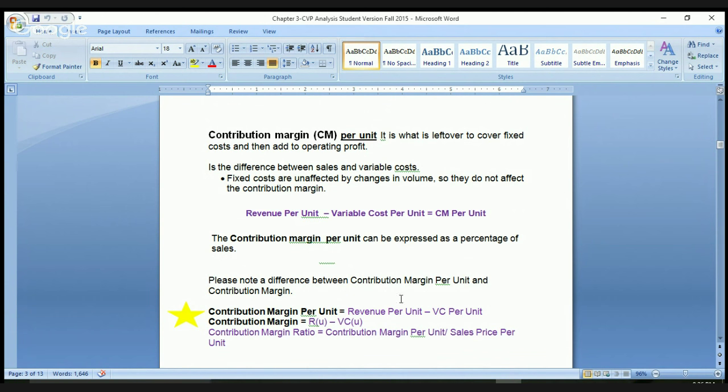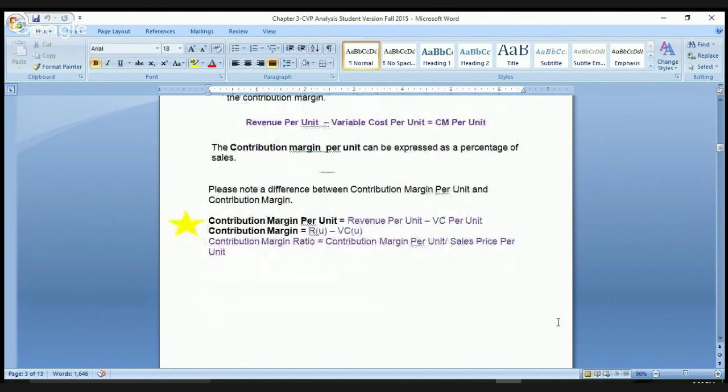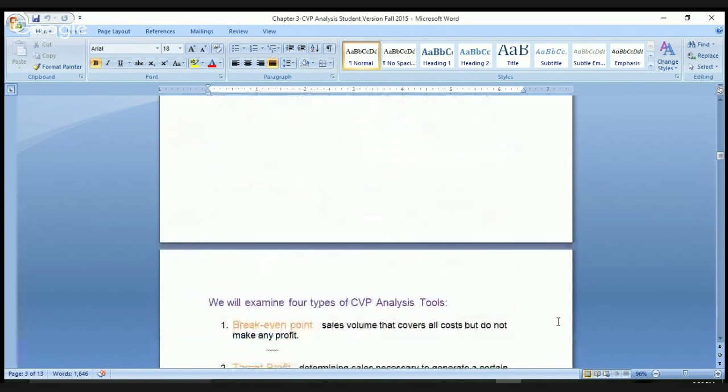Now, we also need to figure out what the contribution margin ratio is, and that will help us in some other calculations later on. So, how do we find that? We take the contribution margin per unit and divide that by the sales price per unit, and that will become a percentage. Remember, the ratio is always going to be a percentage.